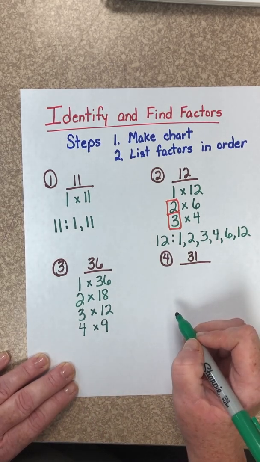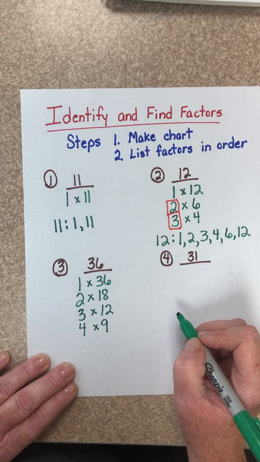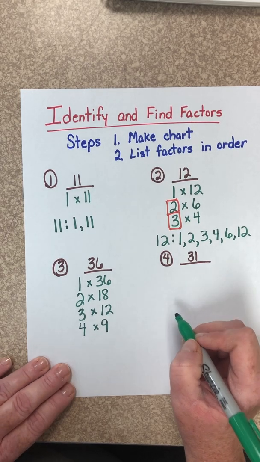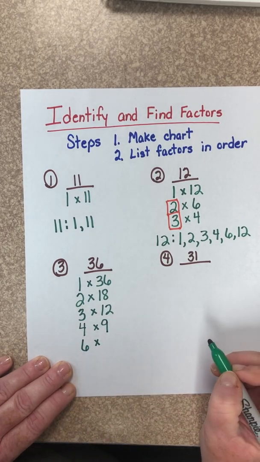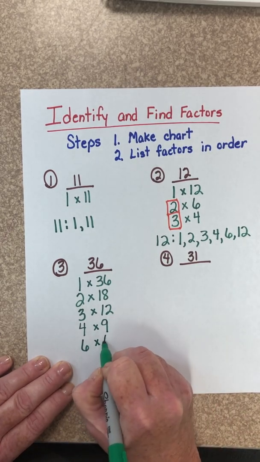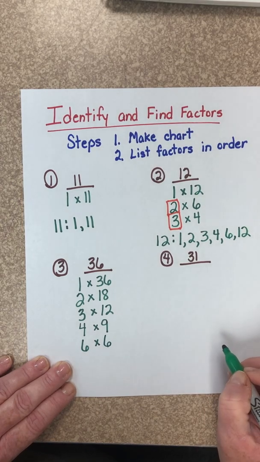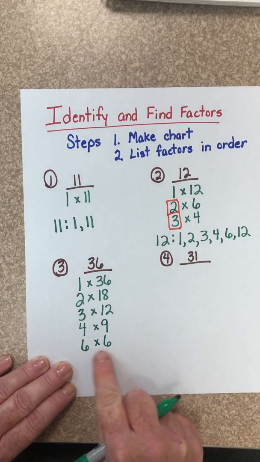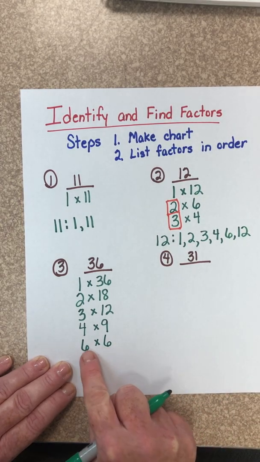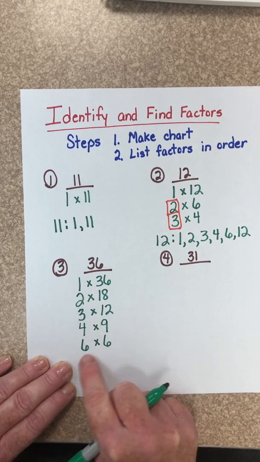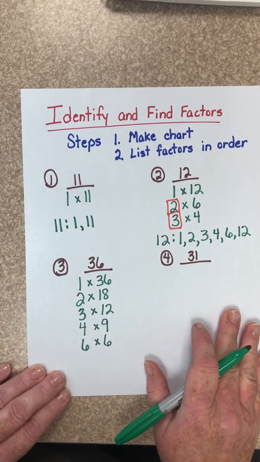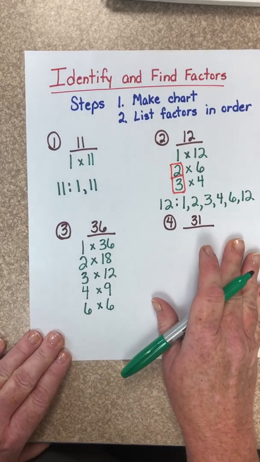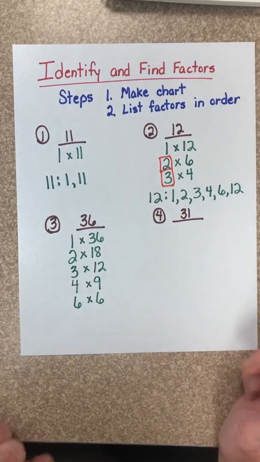Are there any other factor pairs for 36? Yes. 6. 6 times what is 36? Well, that's 6 times 6. In the case where you have the same number on both sides of this table, you know you're finished. You don't have any other factor pairs. So let's list these in order from smallest to largest.